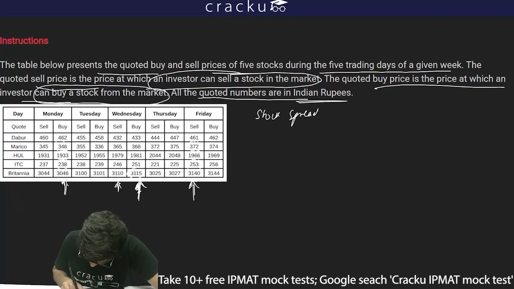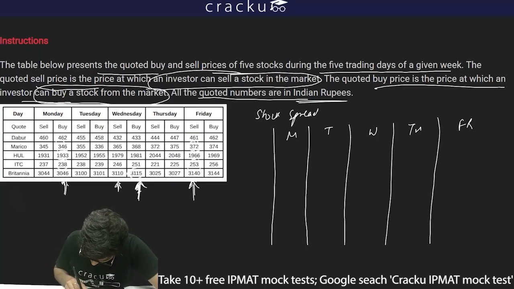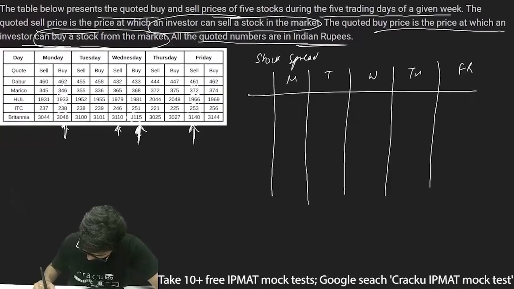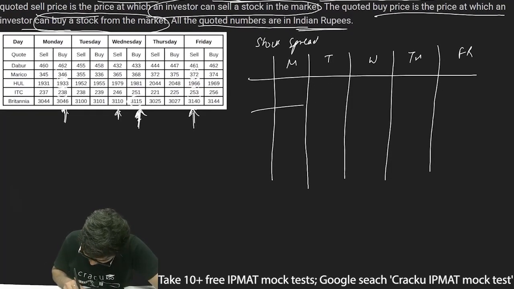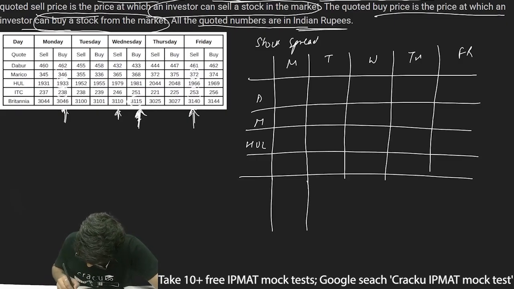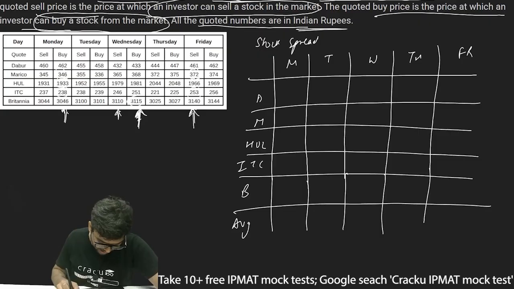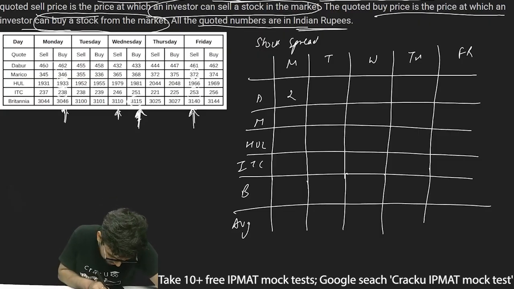So let me do this for Monday. Then we have Tuesday, Wednesday, Thursday, and Friday. And we have 5 companies, which are Dabur, Marico, HUL, ITC and Britannia, and then we have to find out the average value. So for Dabur, on Monday, the difference between these two values is the stock spread on Monday.